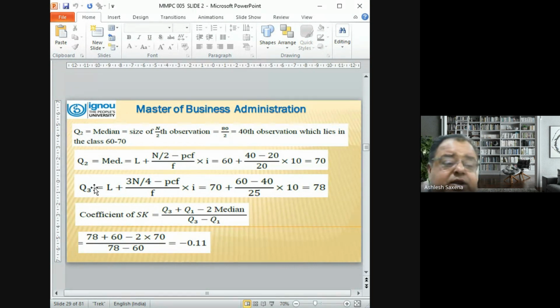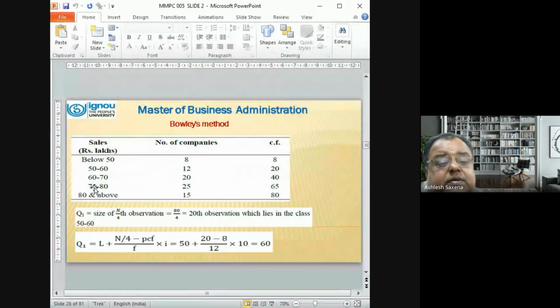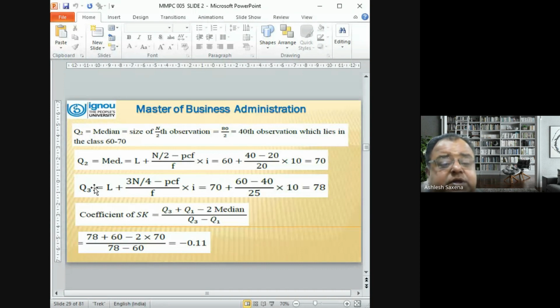Now we have to calculate the coefficient by Bowley's method. This is the formula for Bowley's: Q3 plus Q1 minus 2 times median, upon Q3 minus Q1. We have all the values with us. We will just put these values in the formula. That is 78 plus 60 minus 2 times 70, upon 78 minus 60, which comes out to be negative 0.11.